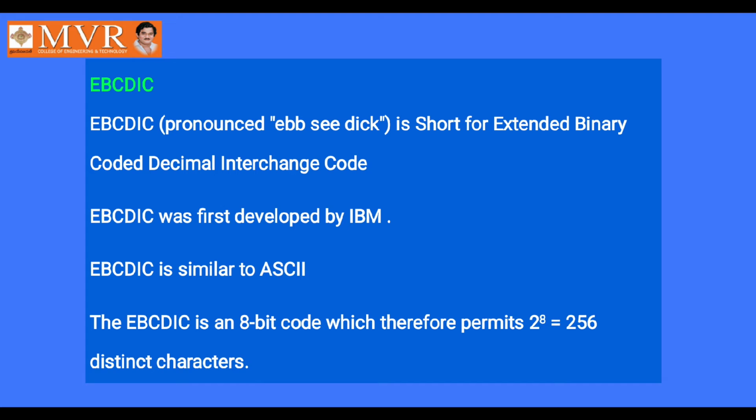Of course, EBCDIC is also very similar to ASCII. But the only difference between EBCDIC and ASCII is that in ASCII we use only 7 bits to represent 128 characters, whereas as an advanced technique EBCDIC uses 8 bits, so that a total of 2 power 8, that is 256, distinct characters can be represented. This EBCDIC code is allowed for the coding of international characters also. So this is all about EBCDIC.